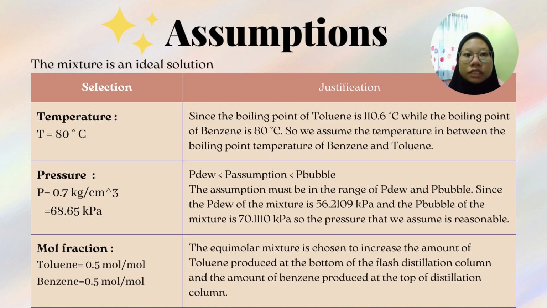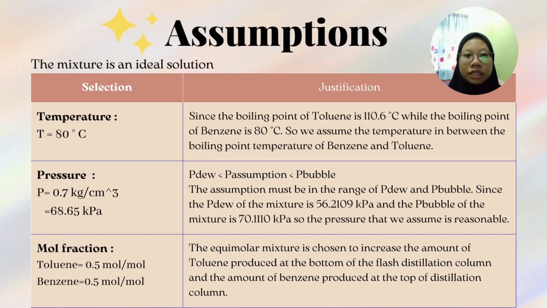For the pressure, we choose 68.65 kilopascal. This is because the assumed pressure must be in the range between the dew pressure and the bubble pressure of the mixture, which we can get from the calculation. The calculation shows the dew pressure is 56.2109 kilopascal and the bubble pressure is 70.110 kilopascal. So the pressure that we assumed is reasonable.